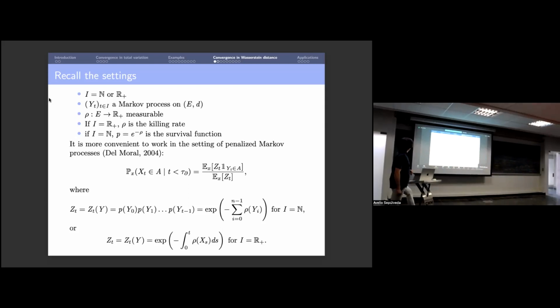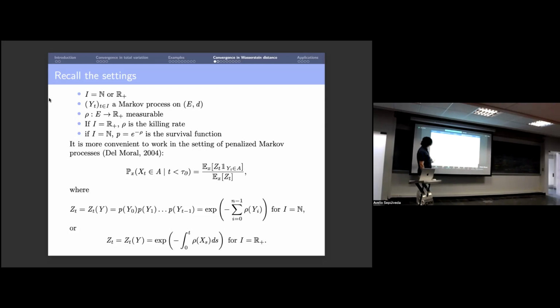Okay, so just my setting, I'm going to use notations that maybe you're not very familiar with. I'm using the notations of penalized Markov processes in the sense of Pierre Del Moral. What I mean is that I want to express my conditional distributions in this form, and Z of t is a penalization. Corresponding to my two cases, either discrete time or continuous time, you need to take this Z of t.